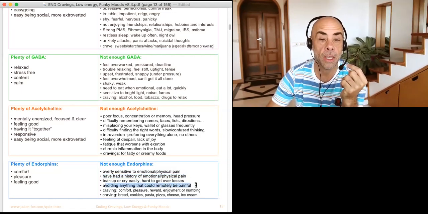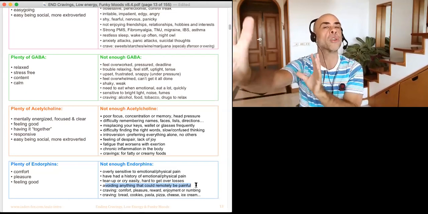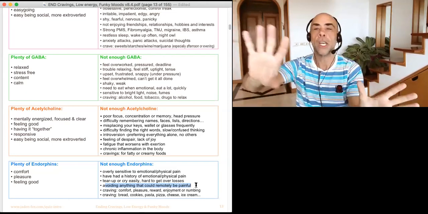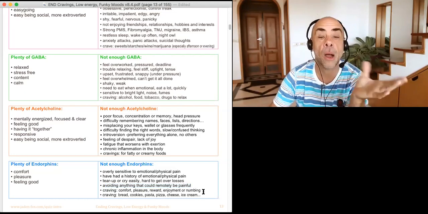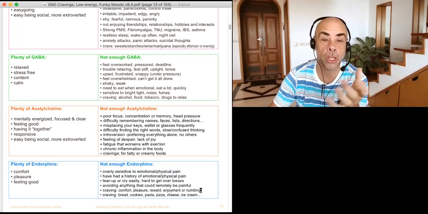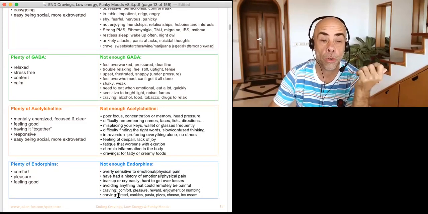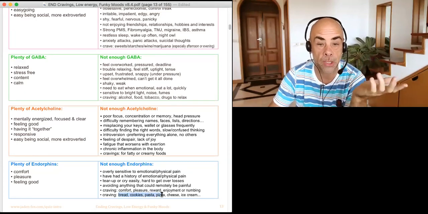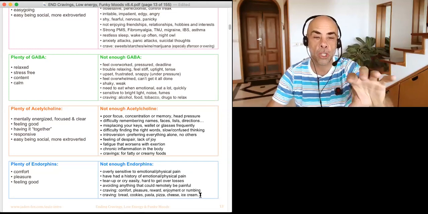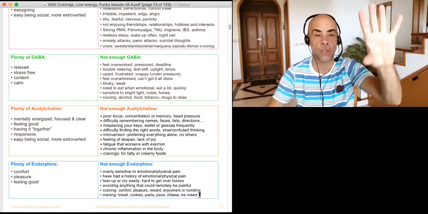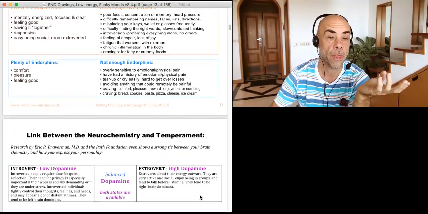Avoiding anything that could remotely be painful, like if there's a perceived chance of something going wrong, you'll just totally avoid that because it's just so intense. Craving comfort foods, things that give you pleasure, things that feel rewarding or enjoyable or numbing, or sugars, cookies, breads, pastas, pizza, cheese, ice cream, that kind of stuff. But again, there's so much overlap between this and the other ones that I don't recommend you rush right in on the endorphin thing.